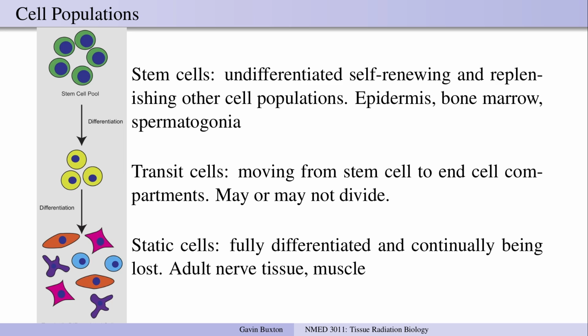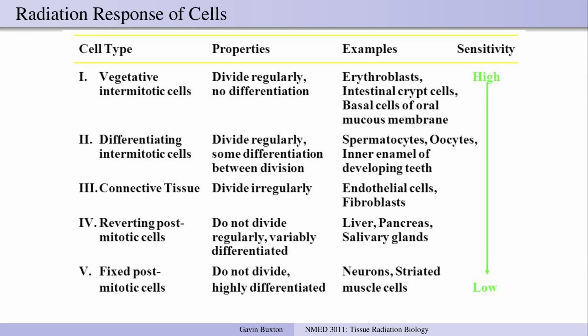Now, in terms of the radiation response, different cells can also be categorized into these five different cell types. So, the vegetative intermitotic cells: these are ones that are rapidly dividing and are very undifferentiated.